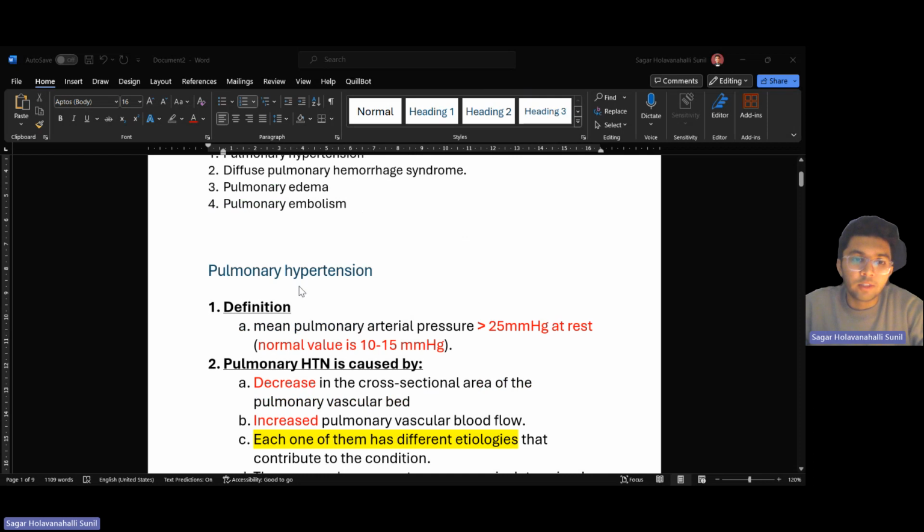So, pulmonary hypertension, the first thing is the definition. Well, it's essentially when the mean pulmonary arterial pressure is more than 25 mmHg, millimeters of mercury, at rest. The normal value is usually 10 to 15. So you're looking at the pulmonary artery, and I think you can use pulmonary wedge pressure, for example, to identify this. So when your mean pulmonary artery pressure is more than 25 mmHg at rest, that's when you can diagnose it as pulmonary hypertension.